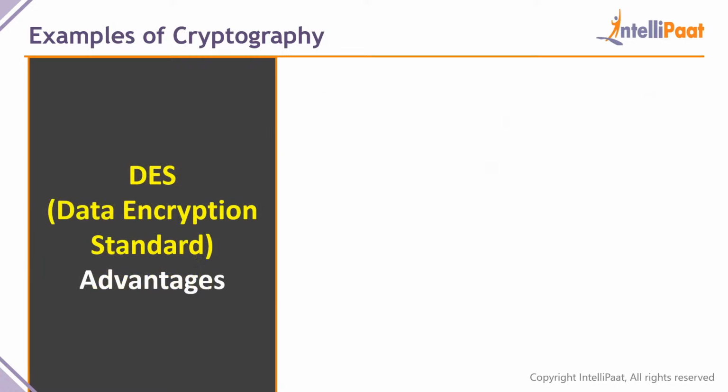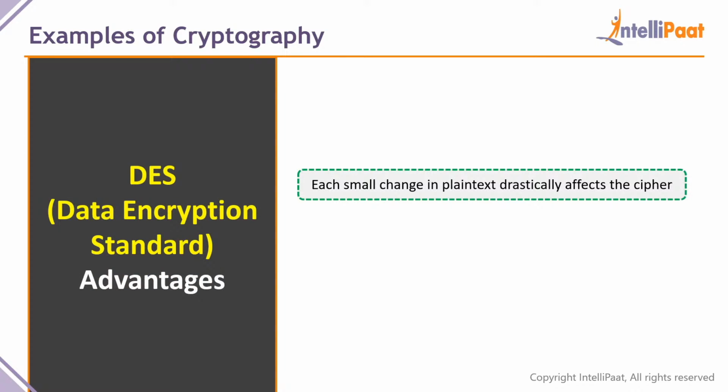So the advantages associated with DES are that each small change in plain text drastically affects the cipher. This is also called the avalanche effect, essentially, which means that if there is even a small change in the plain text, the cipher changes dramatically, which means it is very difficult to deconstruct the cipher. So it will take a lot of processing power on the hacker's end to deconstruct that data, unless the hacker has any idea about the key.